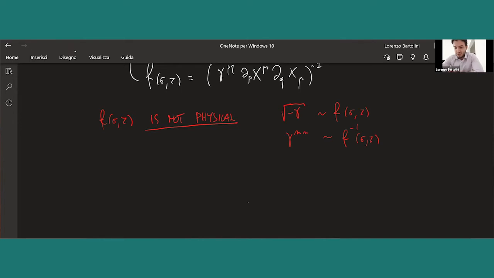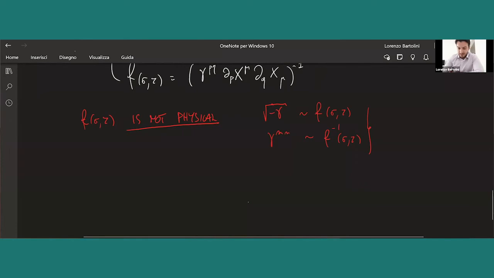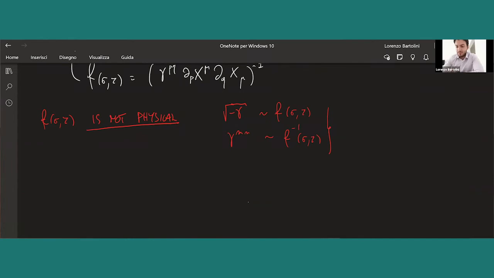And this is obviously an artifact of the two-dimensional surface. So the physical content in gamma mn is, let's call it gmn, which is the pullback, the induced metric on the worksheet.